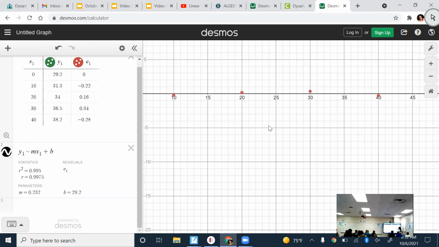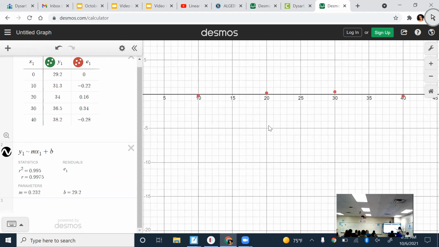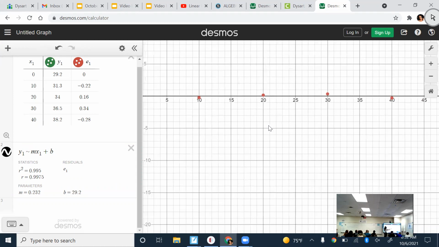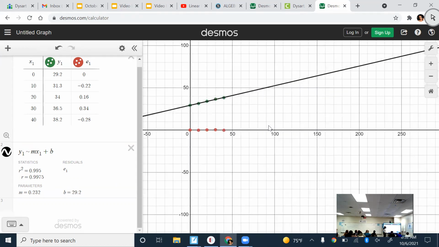And then would you say that all these points are like tightly around the x-axis? So would that be a good or a bad fit? It would be a good fit. So that's how you can confirm some of your answers.